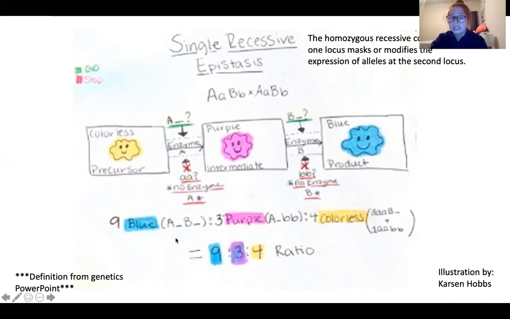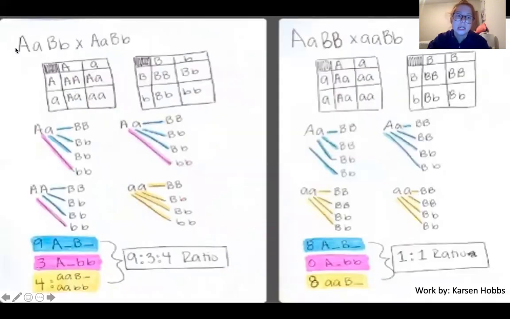So after crossing these, I got 9 blue, 3 purple, and 4 colorless, a 9:3:4 ratio. This is my work for that one. These are the ones we just crossed, and after crossing them, we get these different alleles and crosses.